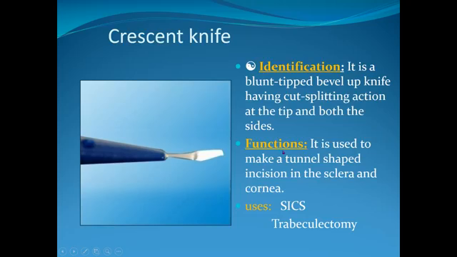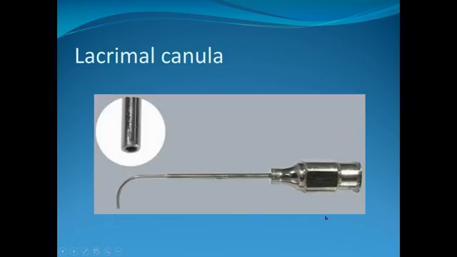The function of this crescent knife: it usually helps to make a tunnel in the sclera or cornea during glaucoma surgery and cataract surgery. So what is the function of this instrument? The function is to make a tunnel-shaped incision in the sclera and cornea. And the uses are SICS and trabeculectomy.